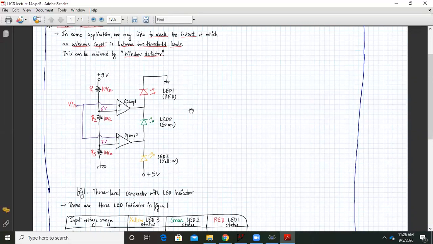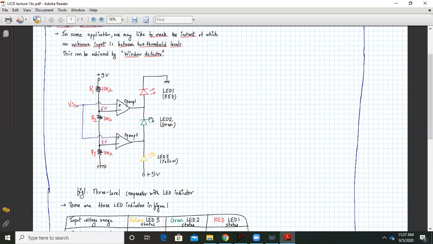Now let us consider the third scenario. Input is greater than 6 volts. Let's say input is 8 volts. If input is 8 volts, op-amp number 1 will be at positive saturation because V plus is greater than V minus. And op-amp number 2 also will be in positive saturation, because here again the V plus terminal is greater than the V minus terminal.